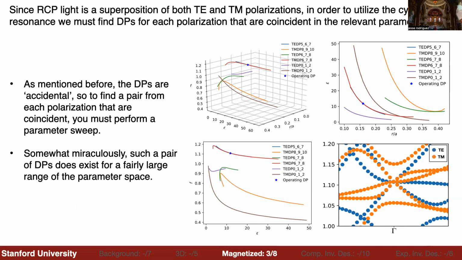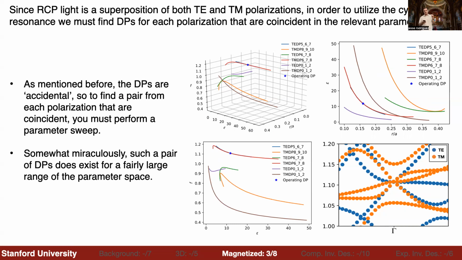So this is the trajectory of a bunch of different Dirac points through the relevant parameter space. You can see that this red line and the blue line, which represent a TM and a TE Dirac point respectively of higher order than lowest order, are almost completely overlapping for a fairly large region or area in the parameter space, which is kind of remarkable. And you can see at the bottom right, those are the two Dirac points that are on top of each other at the same frequency.